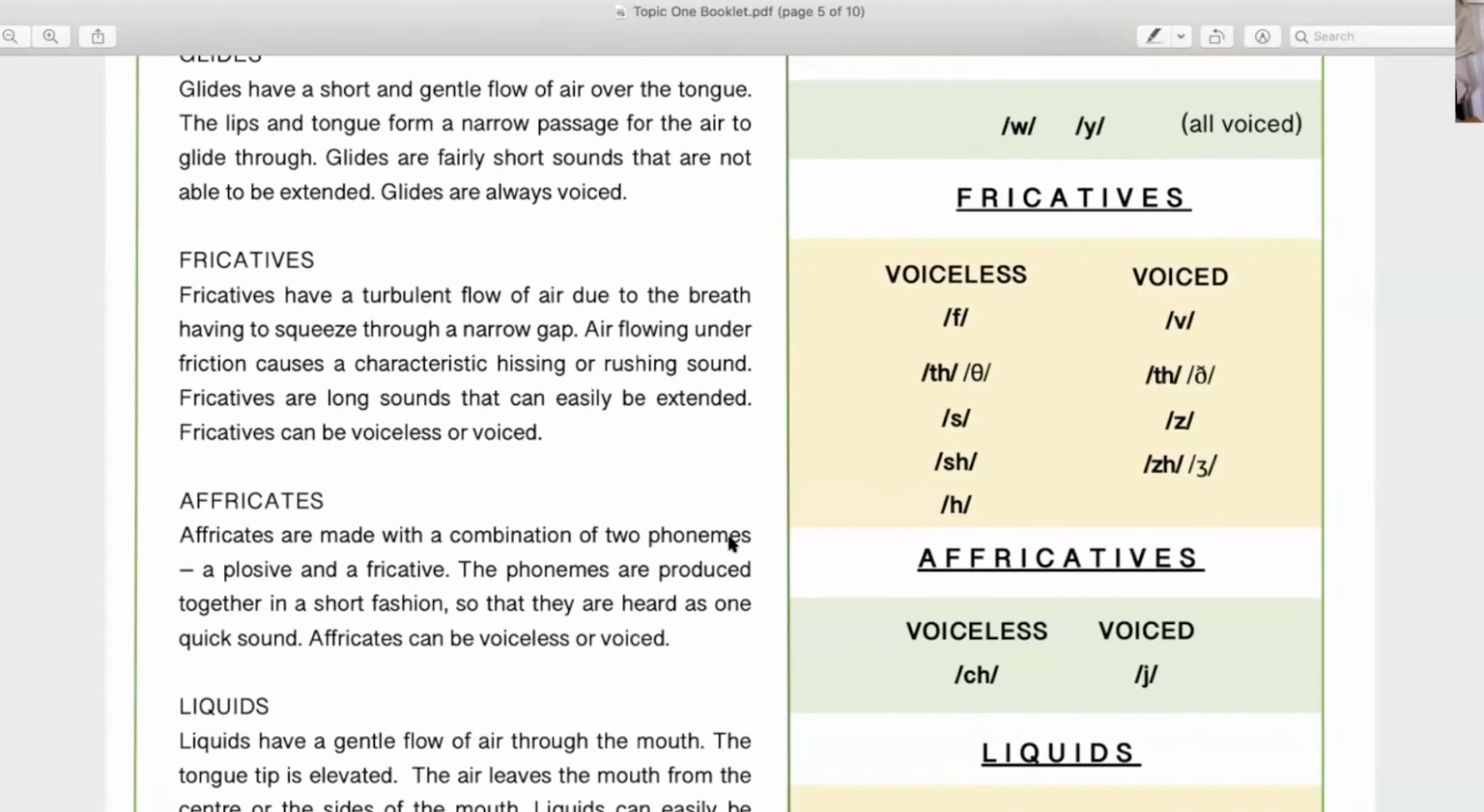When we come to our affricates or our affricatives, it's actually a combination of a plosive and a fricative. So we've got voiceless ch and voiced j. I'm going to use the whiteboard to show you what I mean. So a plosive has that build up, doesn't it? That build up and then the explosion.